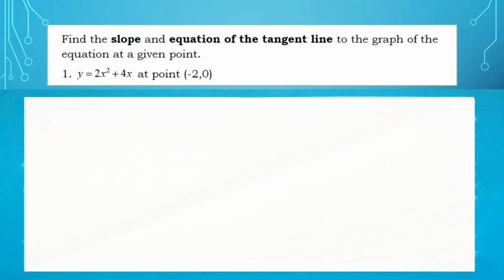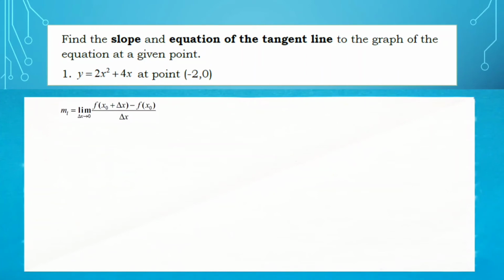Find the slope and equation of the tangent line to the graph of the equation y = 2x squared plus 4x at the point (-2, 0). I want you to get a piece of paper and a pen, and then let's solve together, finding the slope and equation of the tangent line. Let us do the step-by-step process. Are you ready?